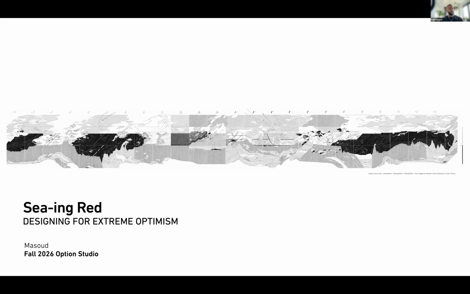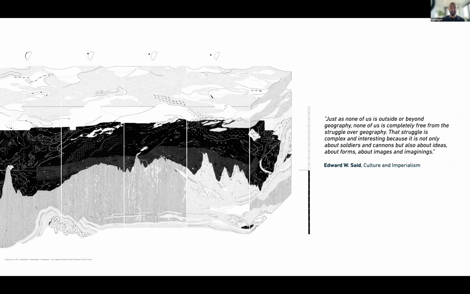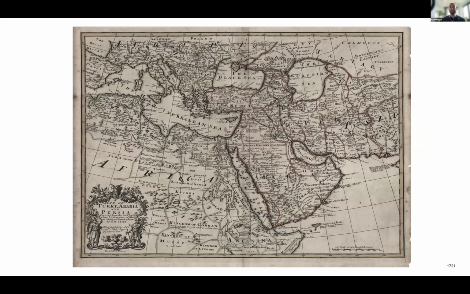All right, great. All right, so my studio is titled Seeing Red, Designing for Extreme Optimism. And I want to start out with this quote by Edward Said, who says, "Just as none of us is outside or beyond geography, none of us is completely free from the struggle over geography. That struggle is complex and interesting because it's not only about soldiers and cannons, but also about ideas, about forms, about images and imaginings." Seeing Red asks what the ancient landscape of the Red Sea can teach us about designing cities in an age of climate change, geopolitical tensions, and environmental uncertainty.